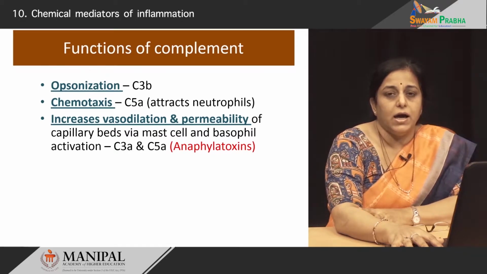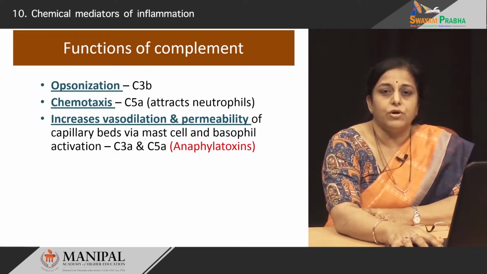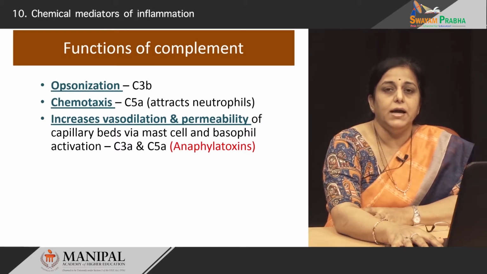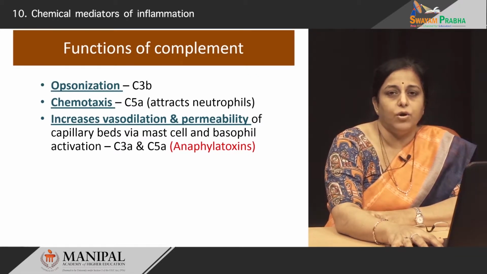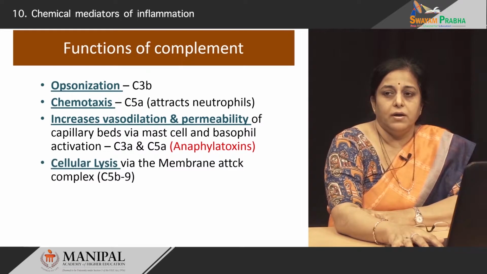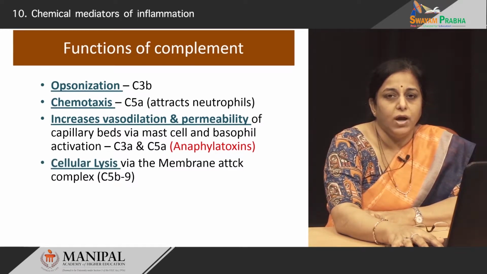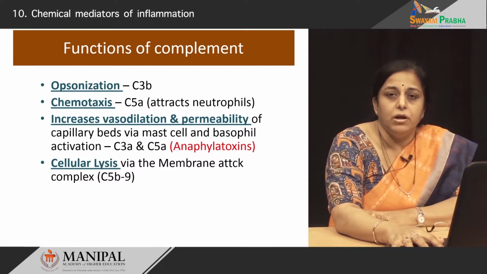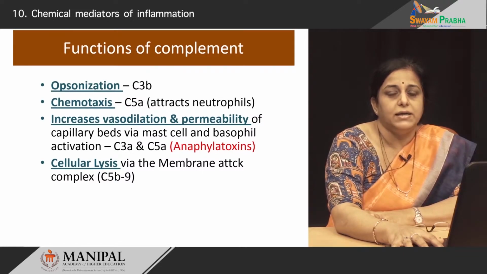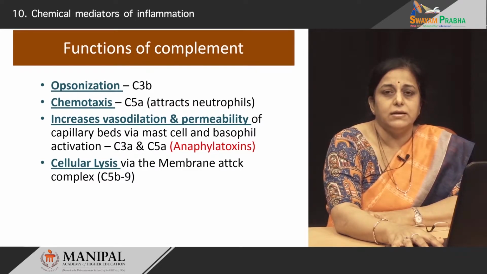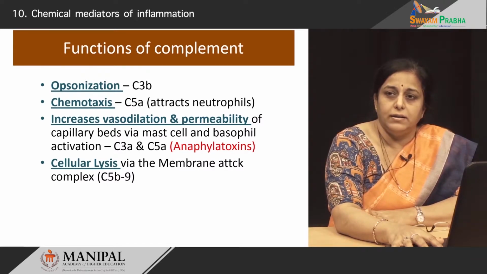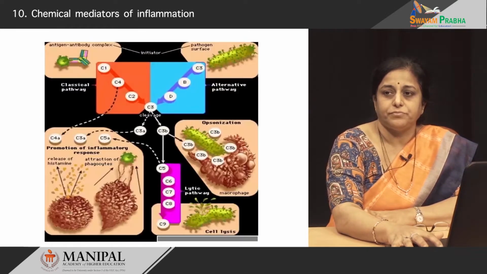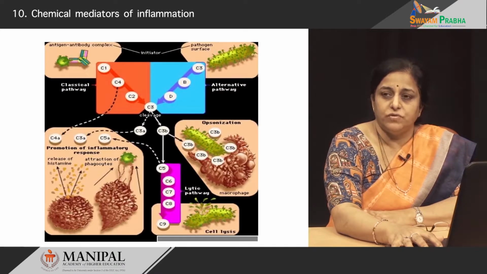C3a and C5a are called anaphylatoxins because they cause vasodilation and increase permeability. They basically do this by activating the mast cells, releasing histamine. So, C5a and C3a are called anaphylatoxins. And as we saw, C5b to 9 is the membrane attack complex that drills holes on the bacterial cell wall, resulting in cell lysis. So, we can see here the complements are involved in every step of the inflammatory response that occurs when there is infection. So, this picture shows the same.